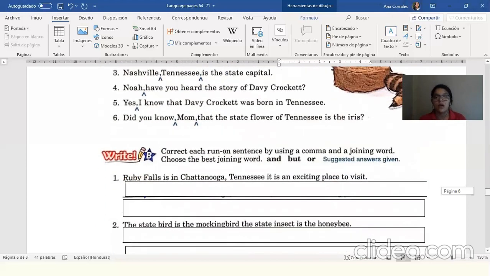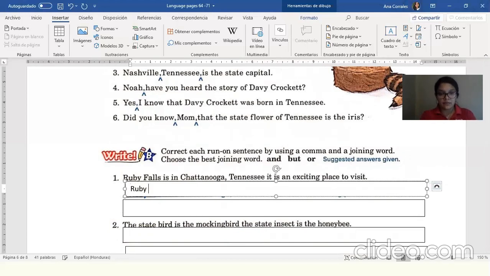Yes. Now, correct each run-on sentence by using a comma and a joining word. Ruby Falls is in Chattanooga, Tennessee. Is it an exciting place to visit? In this case, we are talking about a city. So there are 2 run-on sentences. You're going to write and, but, or, okay?